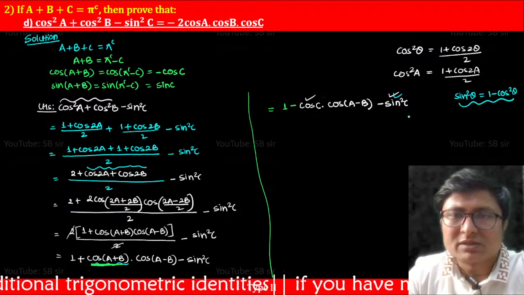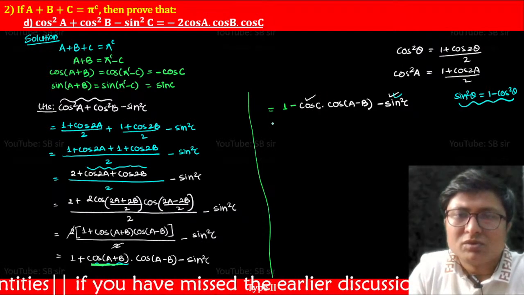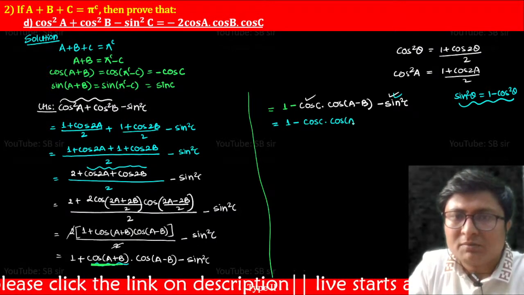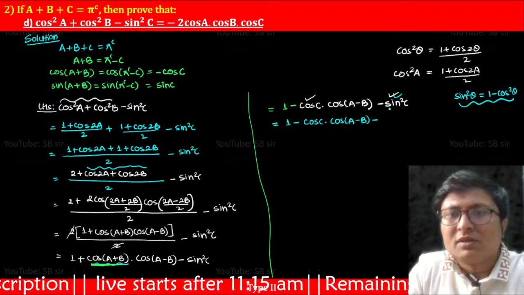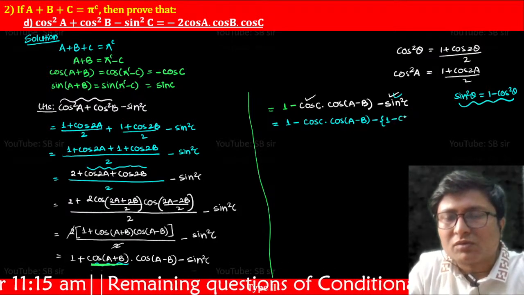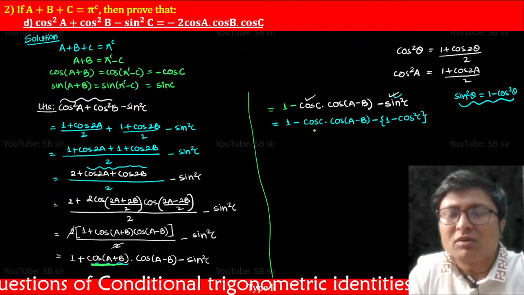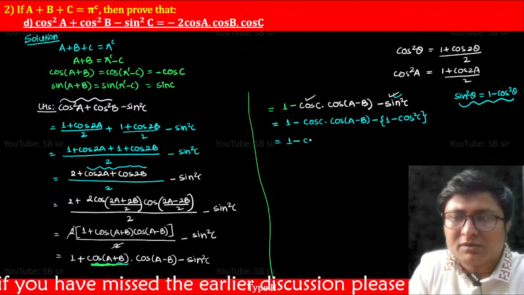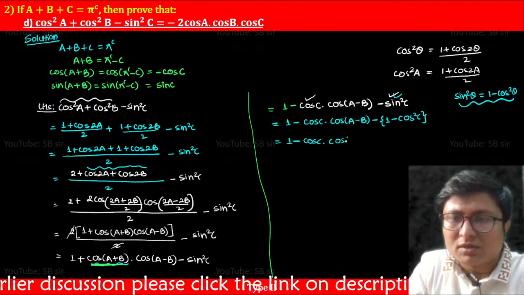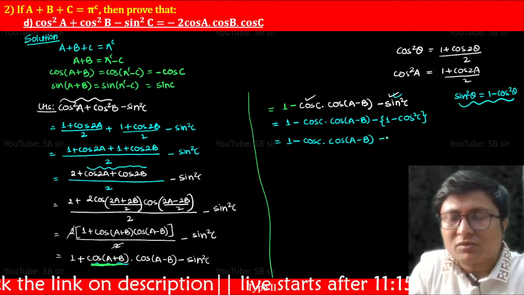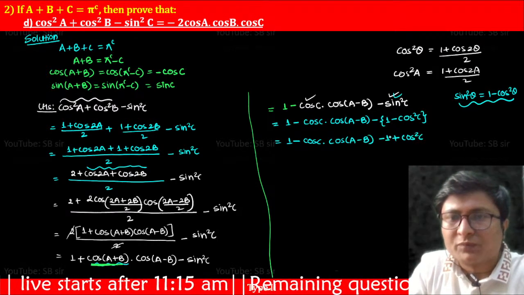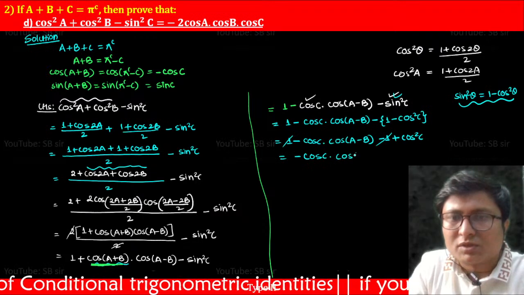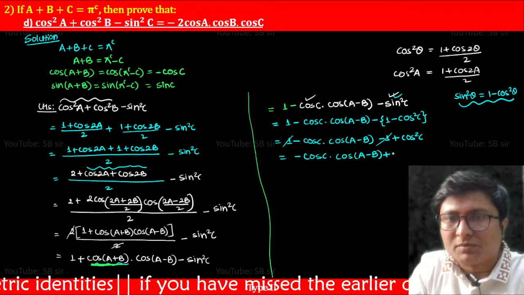Whatever comes first, we change according to what is asked. Here there is cos c, so change it into sin; it will be 1 minus cos c into cos(a minus b), minus. Here sin square c is there, so we can change it to 1 minus cos square c. Since cos came first, we convert sin to cos. So 1 minus cos c into cos(a minus b) minus 1 plus cos square c. This minus 1 and plus 1 are cancelled. So what remains is minus cos c into cos(a minus b) plus cos square c plus cos square c.